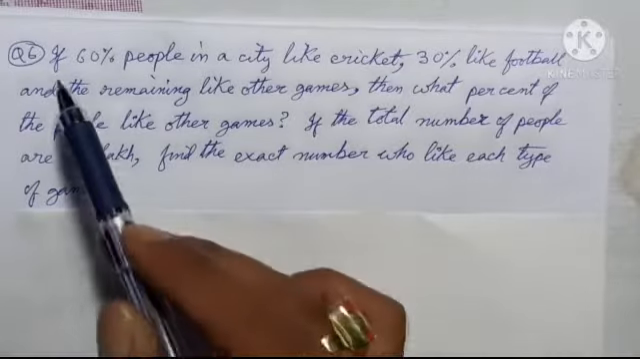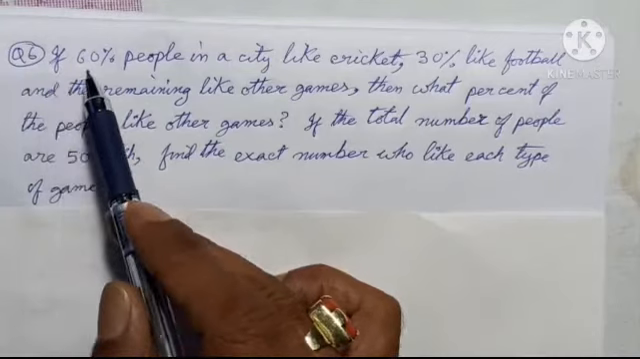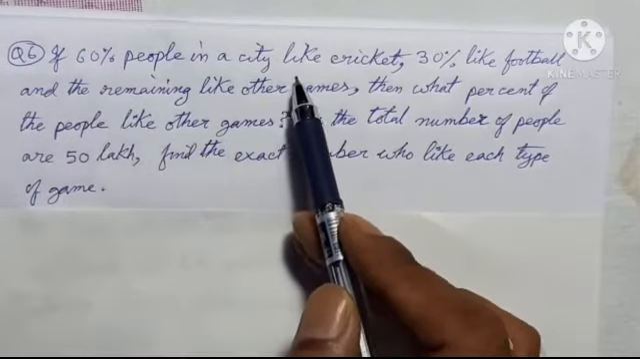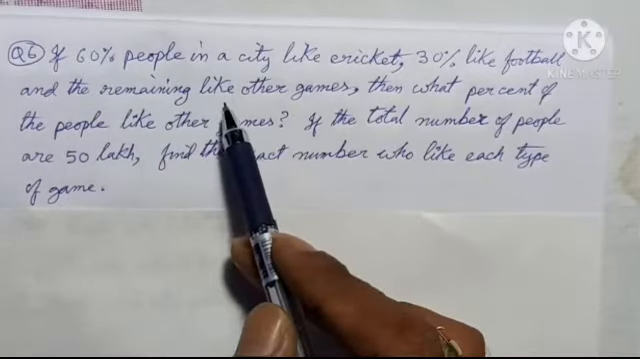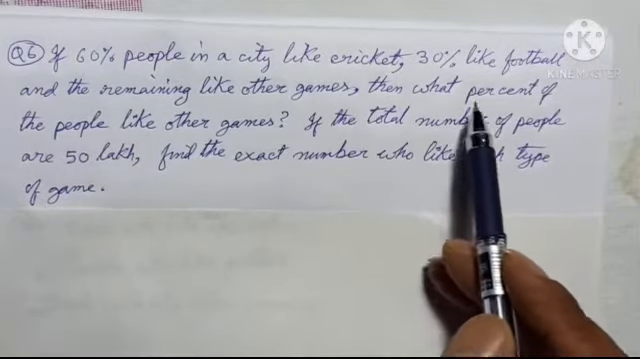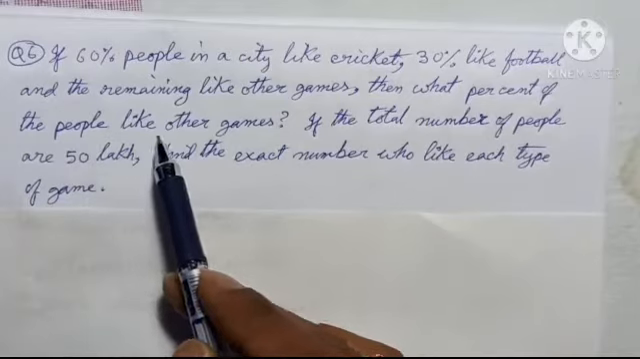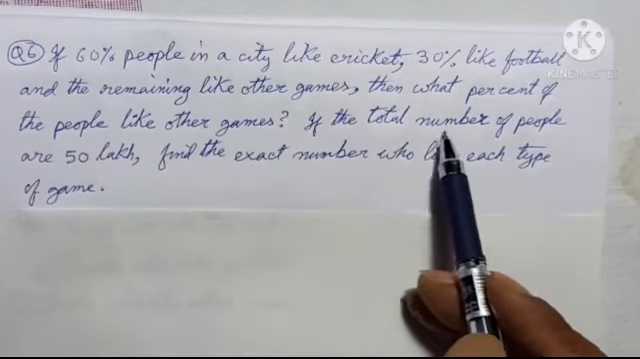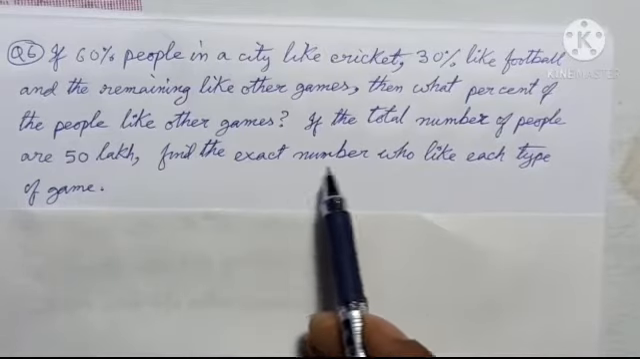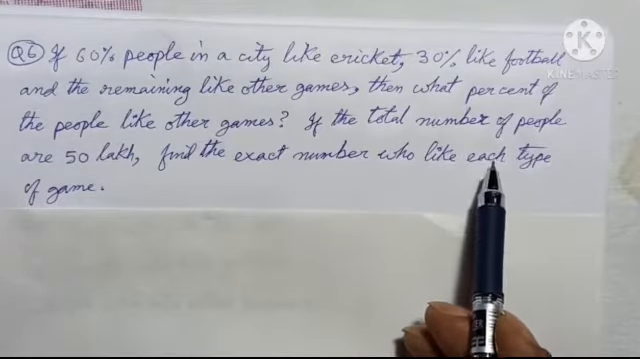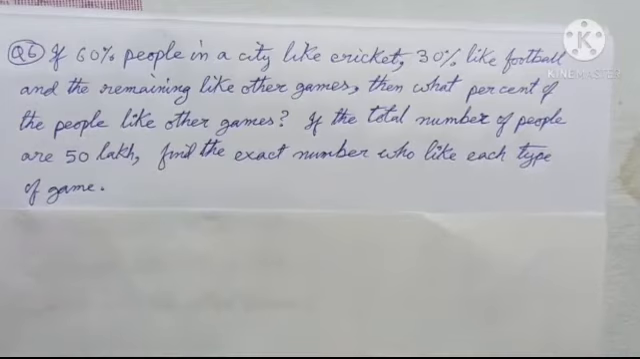Now question number 6. If 60% of people in a city like cricket, 30% like football, and the remaining like other games, then what percent of the people like other games if the total number of people is 50 lakhs? Find the exact number who like each type of games.